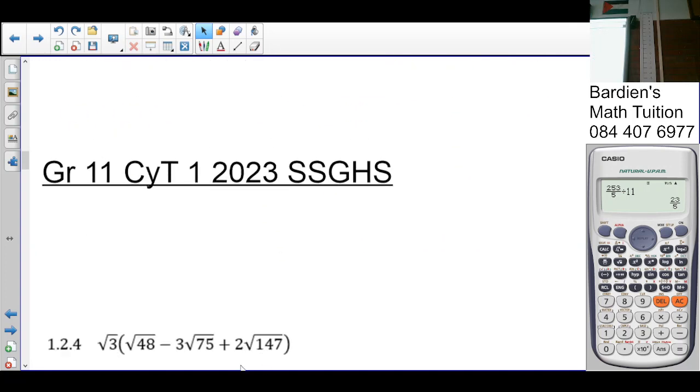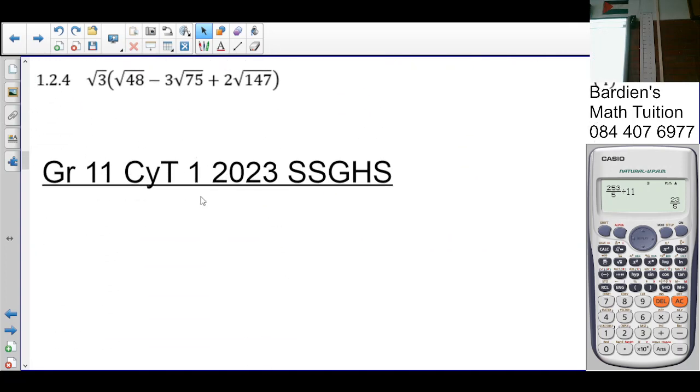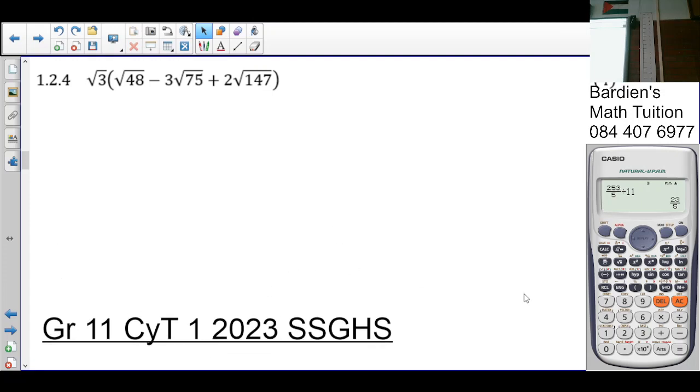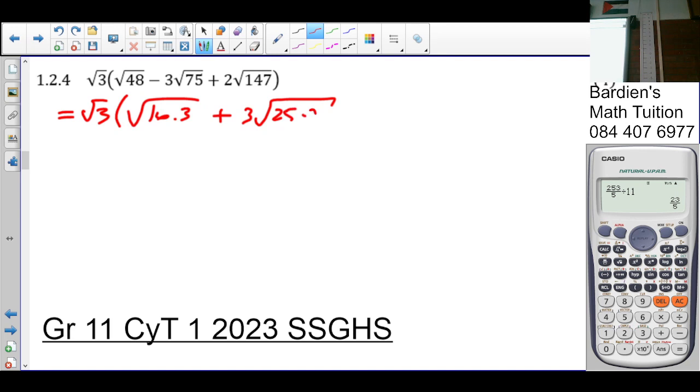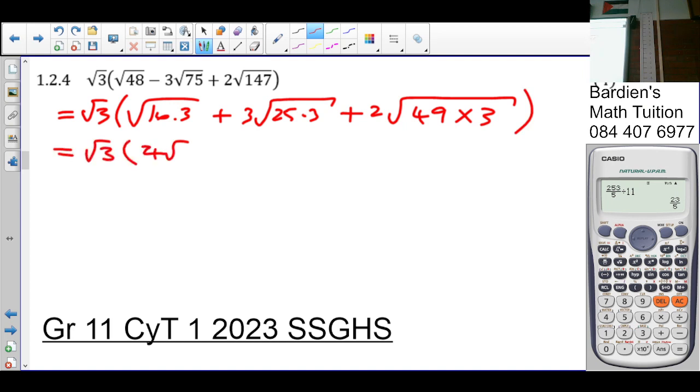The next one, 1.2.4. The first step in simplifying is to write the largest perfect square which can go into 48, which is 16. Is that correct? 16 times 3, plus 3 times 25 times 3, plus 2 root something times 3, which I think was 49 in this case. No? So it's the root of 3. The root of 16 is 4 root 3, plus the root of 25 is 5, times root 3, of course 15. Yes?